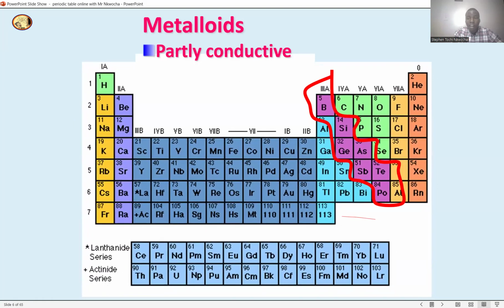In WAEC, WAEC is only interested in group 4. That's the carbon family, so they just classify it as group 4. In JAMB, JAMB is interested in classifying them. The only question that JAMB will ask that has to do with metalloids is simply identifying silicon as a metalloid. So that is what JAMB does.